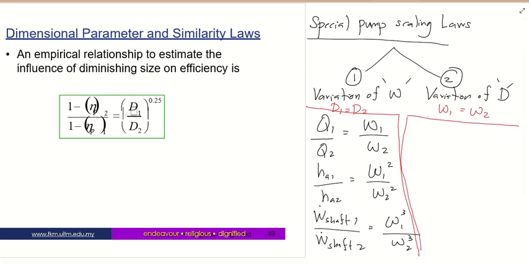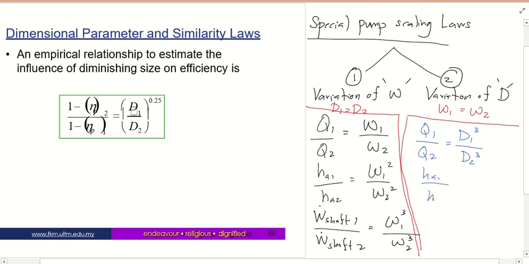diameter. So if we change the diameter, we come out with Q1 over Q2 equals D1 to the power of 3 over D2 to the power of 3, HA1 over HA2 equals D1 squared over D2 squared, and then the last one, power coefficient, W dot shaft 1 over W dot shaft 2 equals D1 to the power of 5 over D2 to the power of 5. Okay, so this is the pump scaling law.